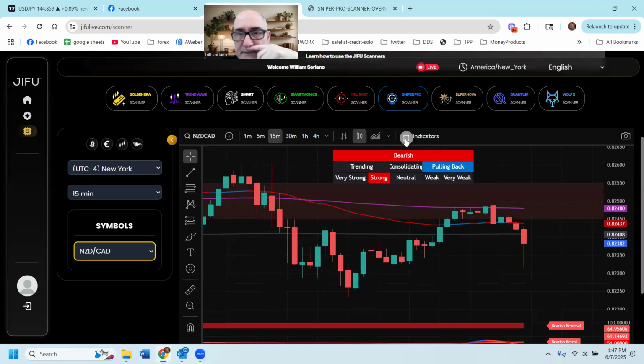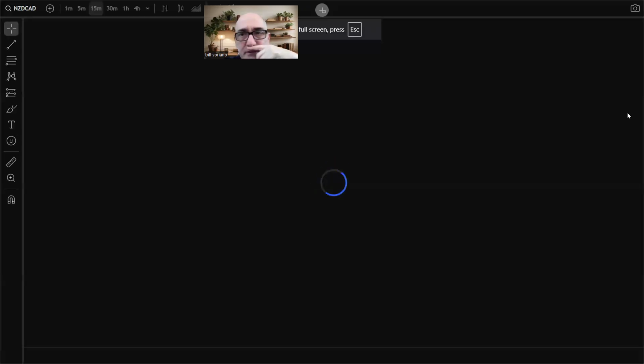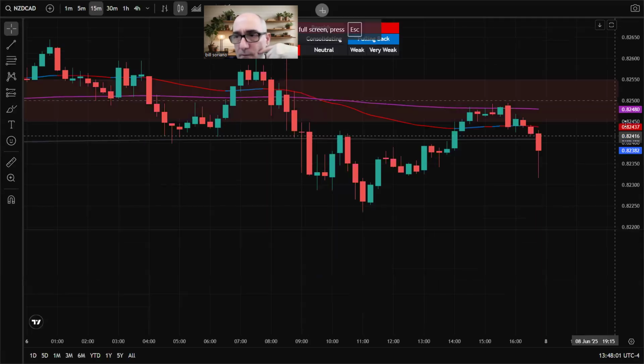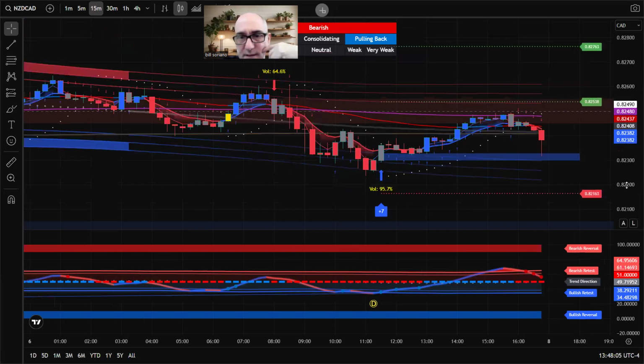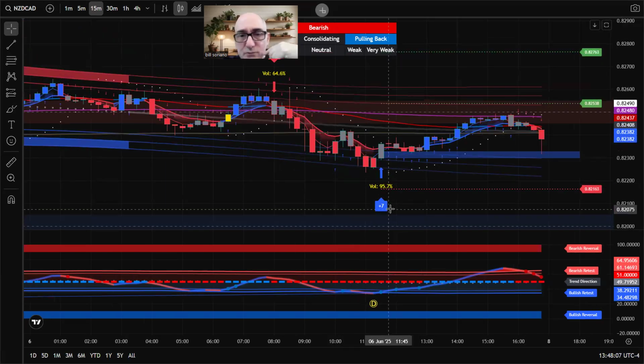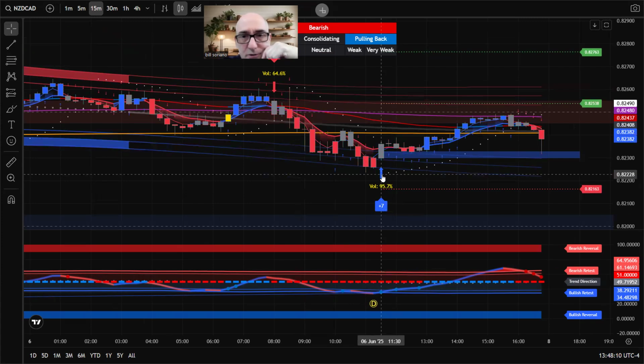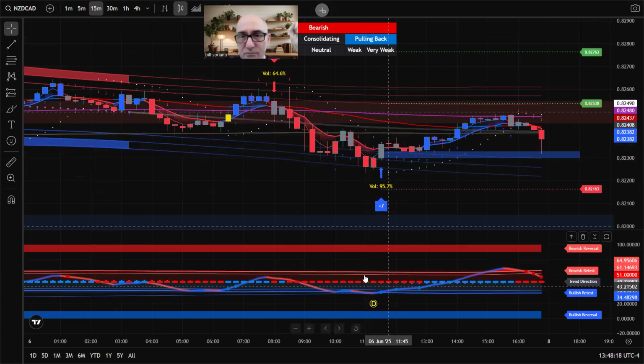Okay, so we have NZD CAD. Let's make this a little bit bigger here. NZD CAD gives us a +7 scorecard candle. Price is in the lower Bollinger Band. We have a nice blue Super Sniper arrow, but the candle itself is gray. And the trend is red as well.